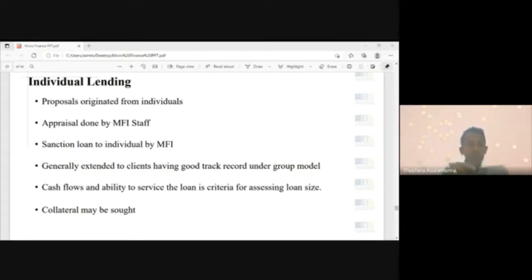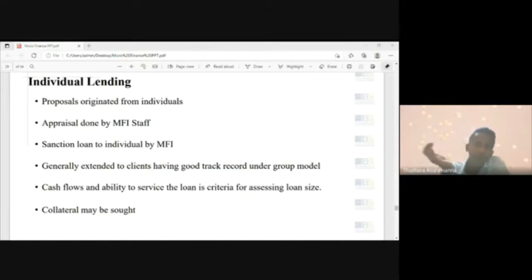So appraisal done by microfinancing staff like Sarvodaya, for example, or even a bank, can do that, right? So the microfinancing arm would evaluate, approve and disburse the particular loan. Generally extended to clients having a good record under the group model. Remember, now they have acquired a lot of skills, soft skills, financing skills, and everything while they were in the group model. So they have acquired the necessary competencies and skills.